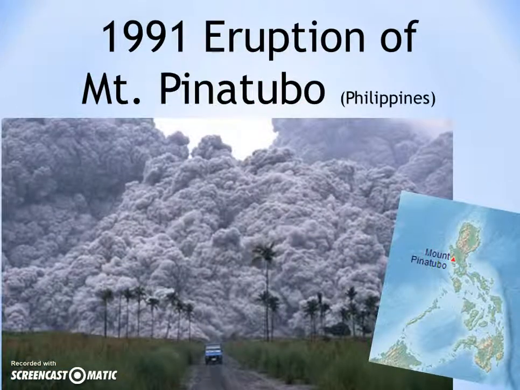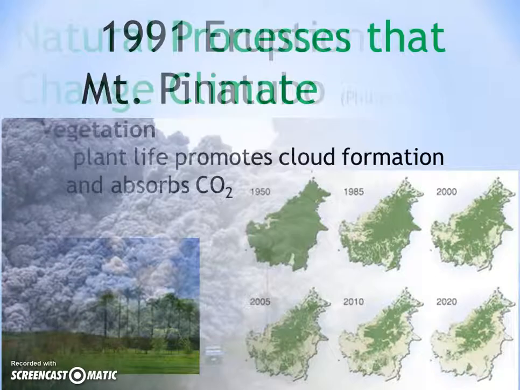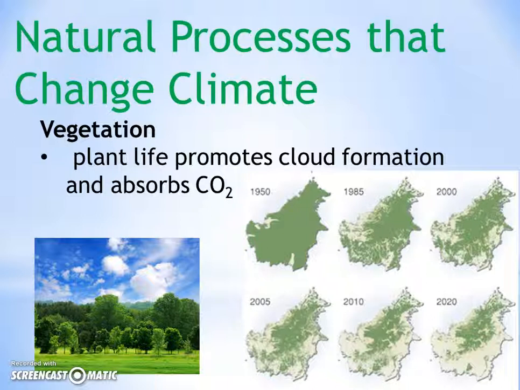One great example is in the Philippines in 1991, we had an eruption of Mount Pinatubo. And you can see the ash, you can see the aerosols in the image here in the middle, and you can see how small Mount Pinatubo actually is off the coast of the Philippines in the image off to the right. Other natural processes that change climate, vegetation is a big one.